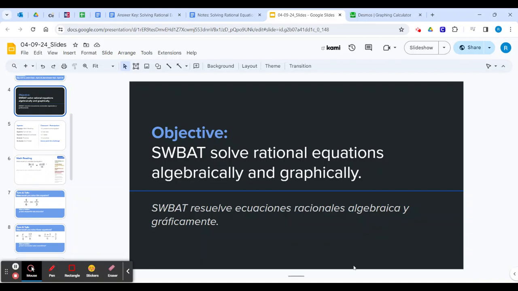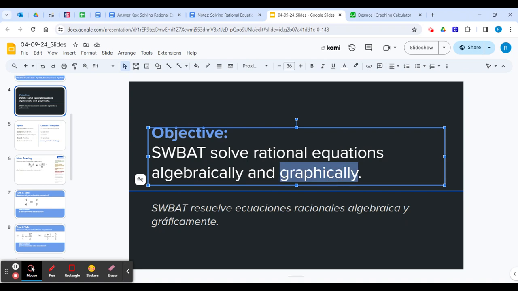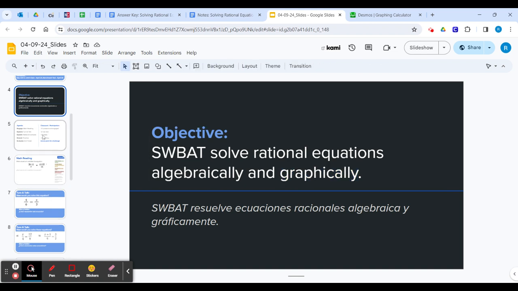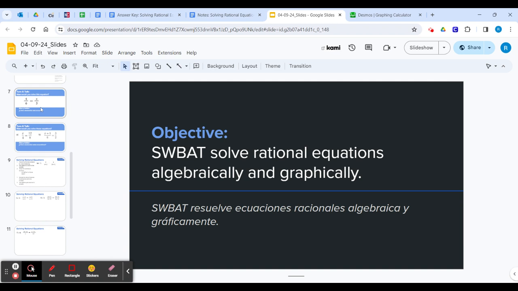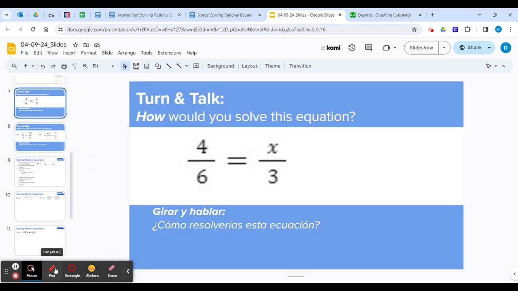All right, so today we are going to solve our rational equations algebraically and graphically. The focus is going to be on algebra, but I also want to point out that this can be done graphically very, very quickly. Same thing we do with our fractions, we are going to apply to rational equations.